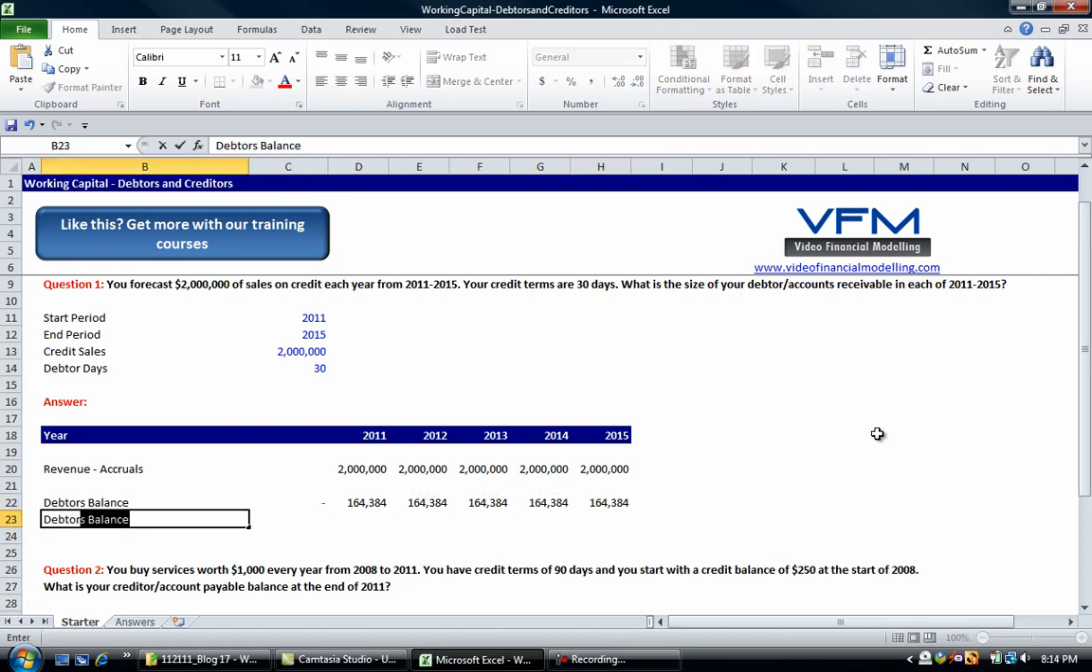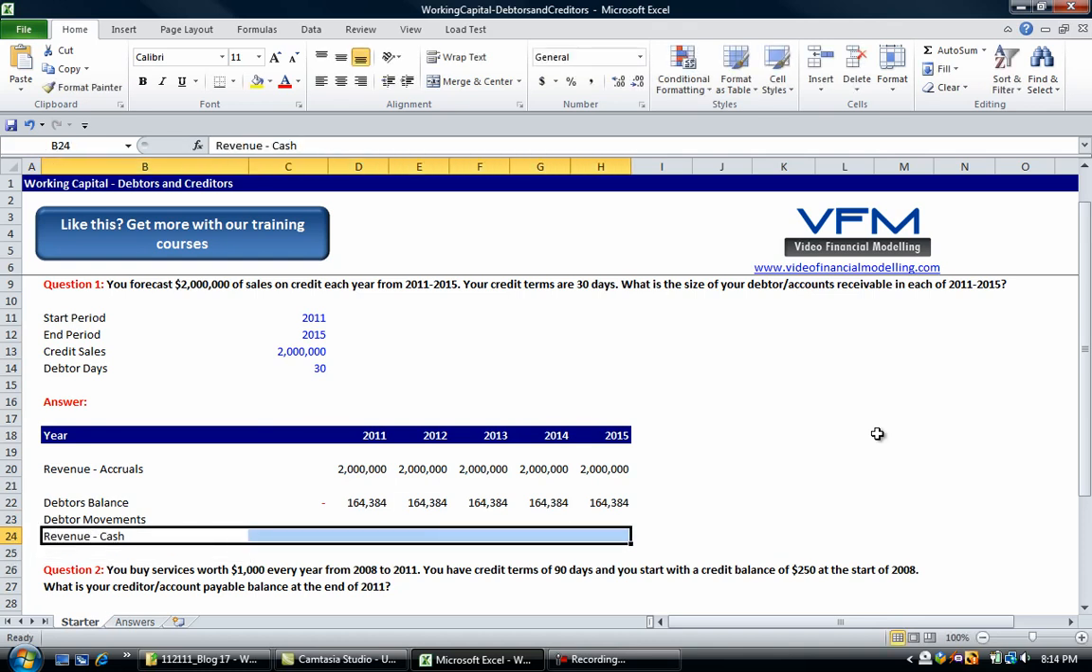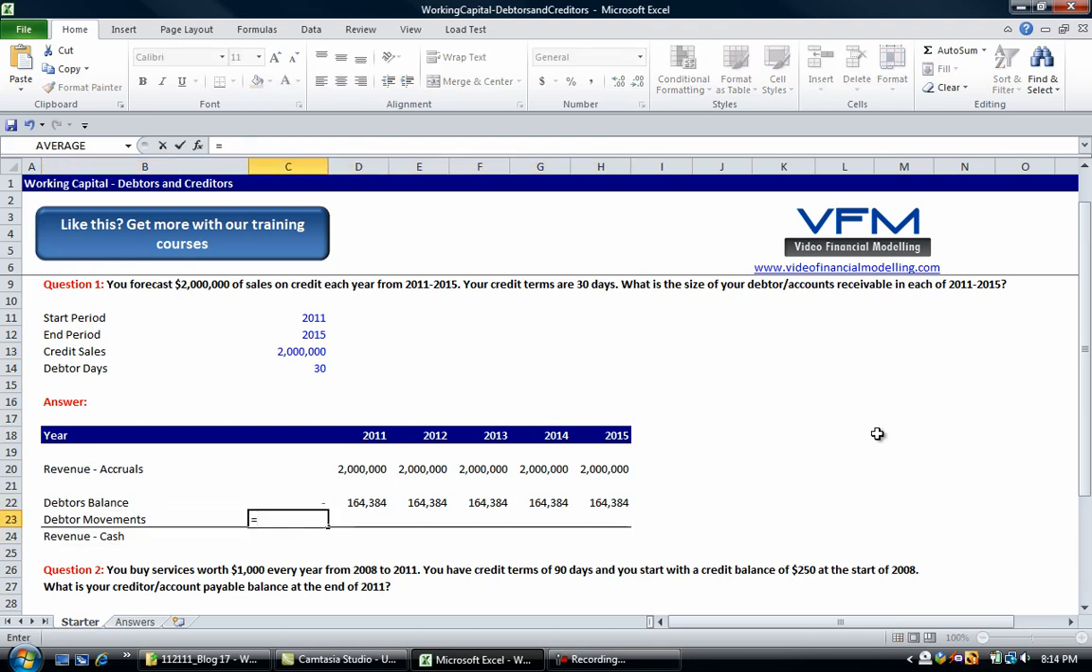Now the next thing we're going to do is look at debtor movements, okay? And these movements are going to give us our revenue in cash, okay? So the first thing we're going to do is go equals that minus that, okay? That's our debtor movement from the start of 2011 till the end of 2011.